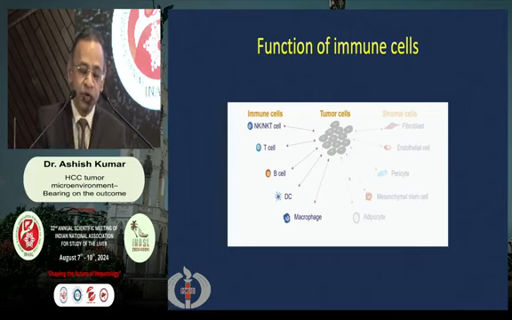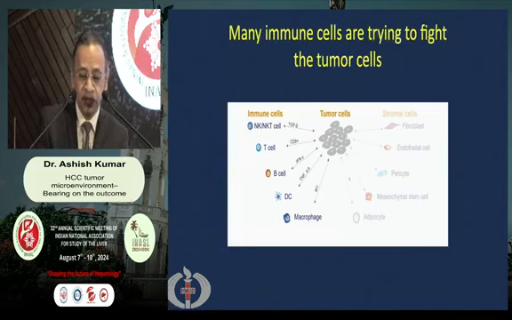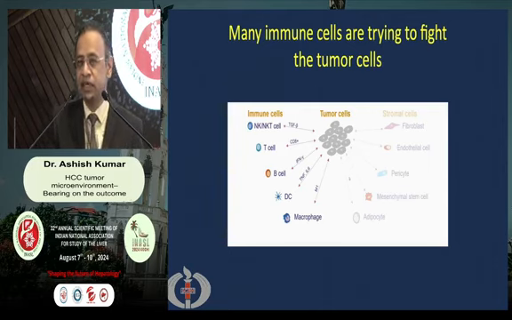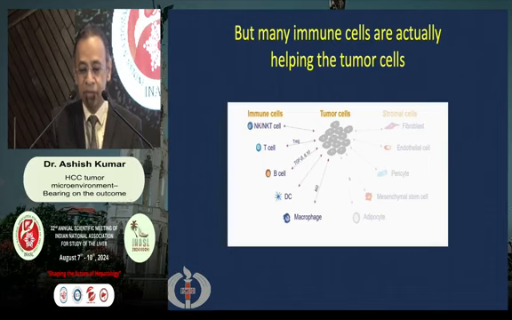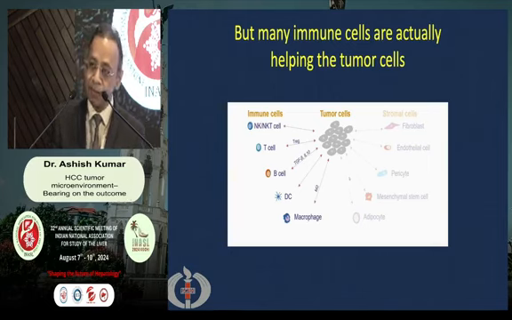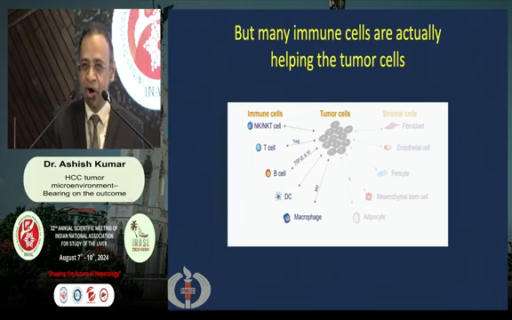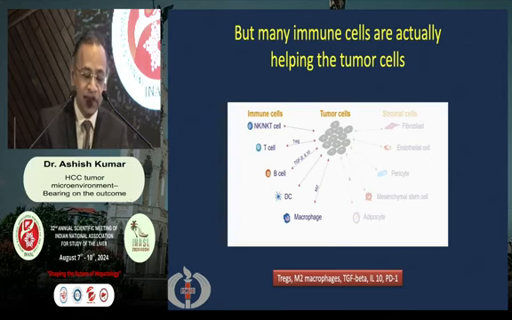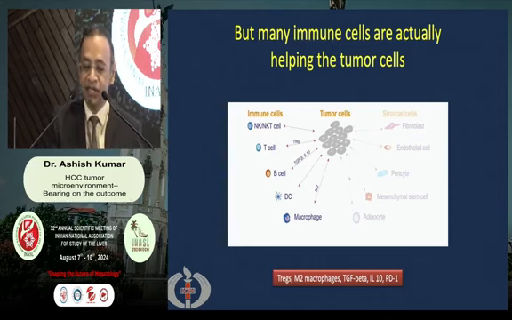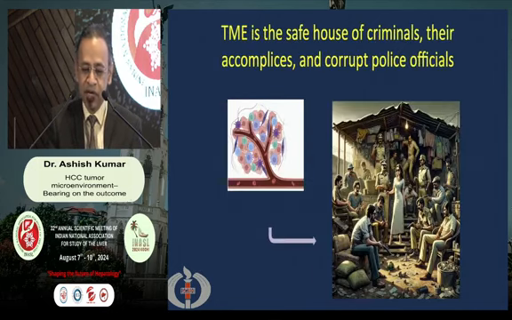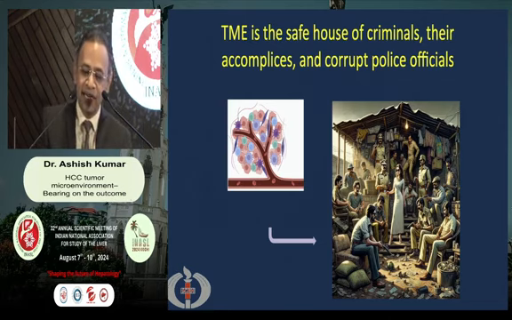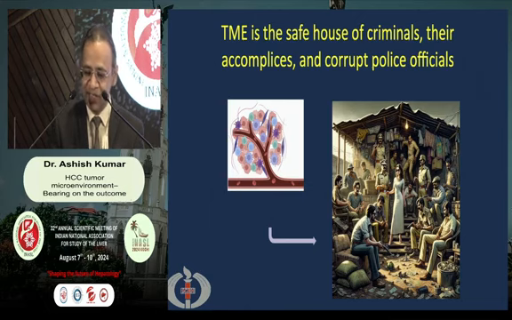Coming to the other component of the tumor microenvironment, that is immune cells. What are the functions of immune cells? Many immune cells try to fight the tumor cells, because immune cells have been trained to fight any invading cells, including the tumor cells. But many immune cells in the cancer are actually helping the tumor cells, doing the opposite job. These immune cells which are helping the cancers are like Tregs, M2 macrophages, TGF-beta, IL-10, PD-1. All these are helping the cancers to further grow and progress. So basically, the tumor microenvironment is a safe house of criminals, their accomplices, and corrupt police officers, which are trying to help the cancer grow and thrive. This is a good analogy.